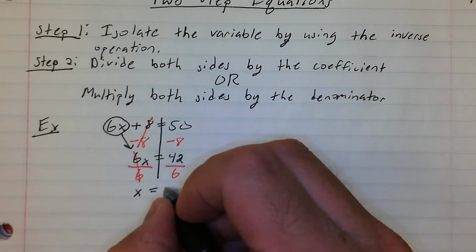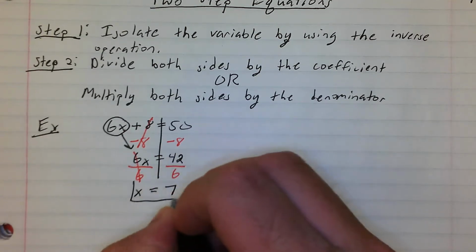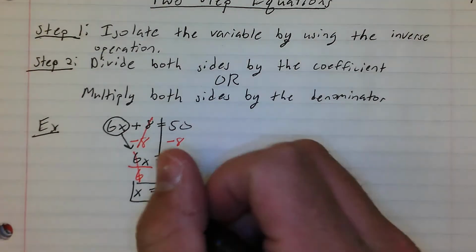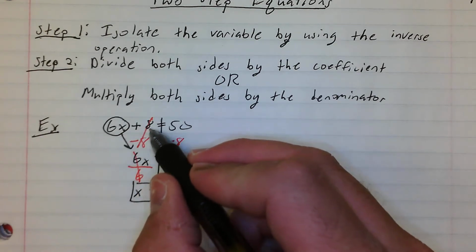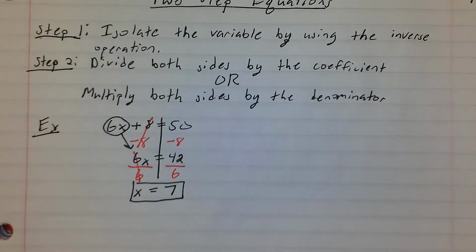And then 42 divided by 6 is 7. And if we work backwards, 6 times 7 is 42, plus 8 equals 50. That ends up working out, right? We get a correct answer there.